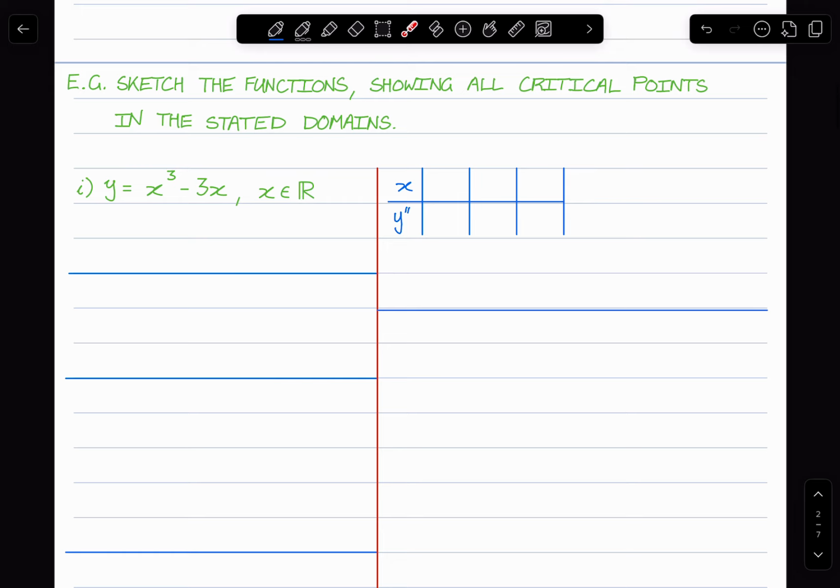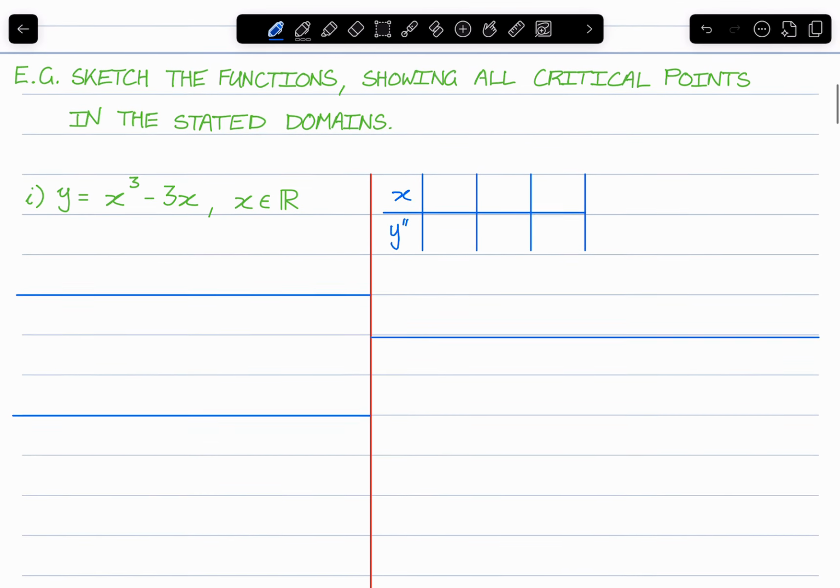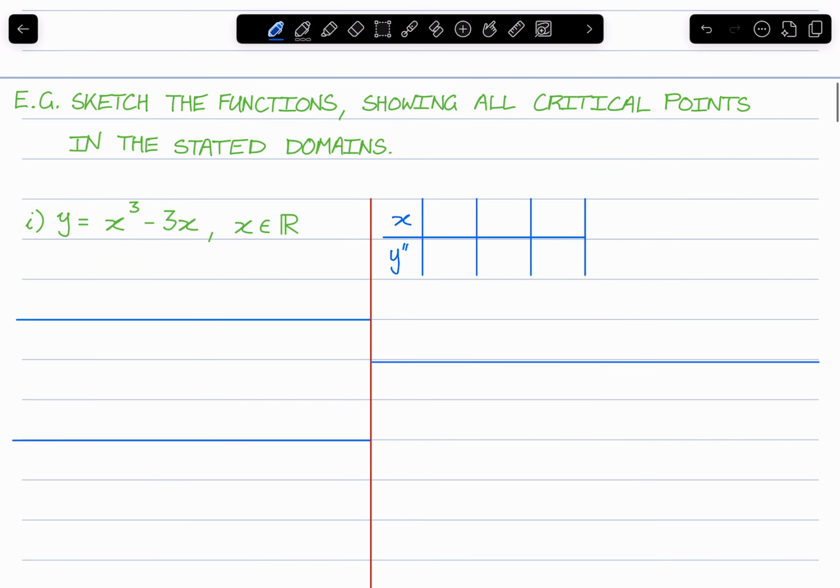So here we go. We're going to be starting off rather simple. As you can see, it's just a nice polynomial where the domain is just every x value. With questions such as these, I tend to always find the first and second derivative. So y prime equals 3x squared minus 3, y double prime equals 6x.